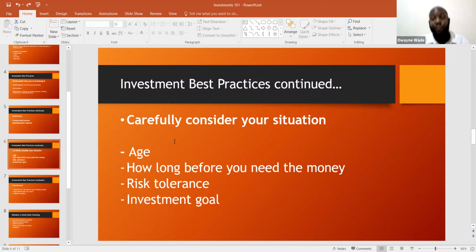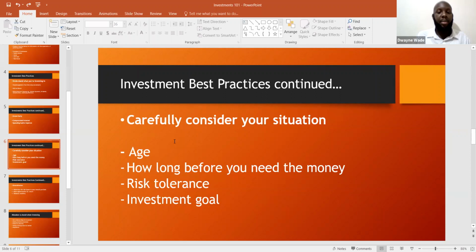We're all different. We have different goals, different circumstances, and we're not all the same age. Now, when we carefully consider the situation that we are in, you as an investor will be better able to narrow down which product or group of products would be best for you, right?